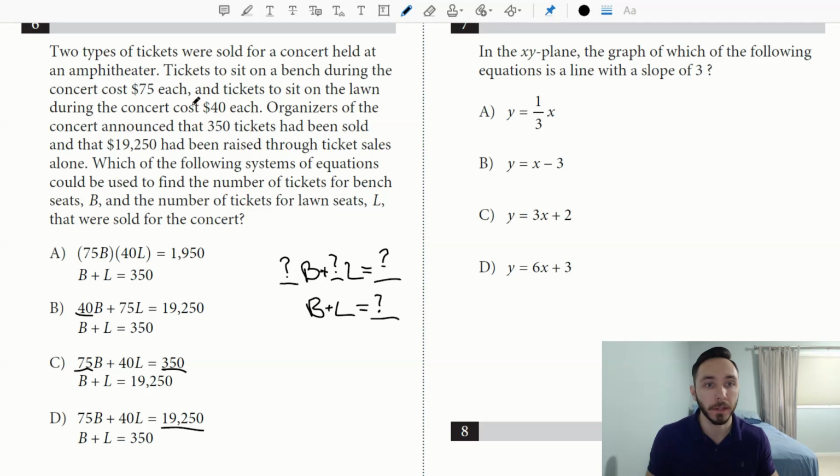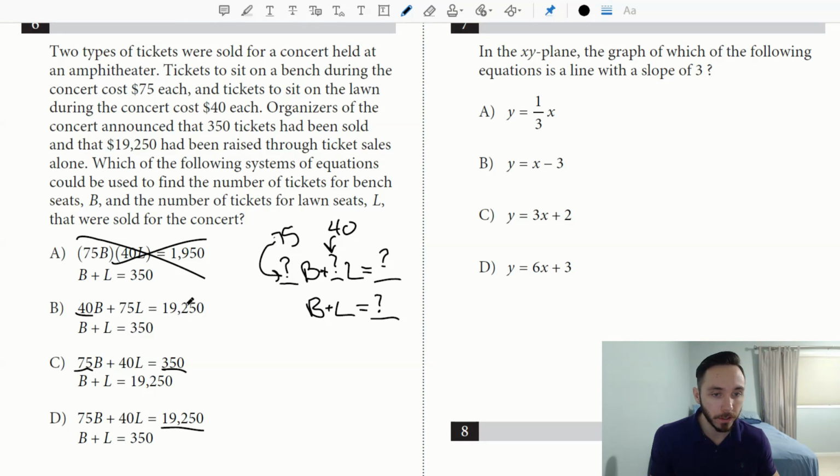Okay, so we're just filling in the blanks. I know that 75 is associated with bench tickets, so obviously the 75 is going to go right on here. I know that $40 is associated to the lawn tickets, so the 40 is going to go right on here. And here we're talking about the money equation. So if we look at the answer choices, A is out the door. A is making no sense. You wouldn't take the product here. That doesn't have any real value.